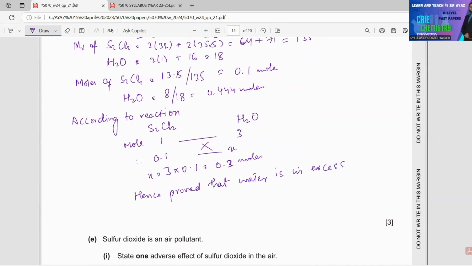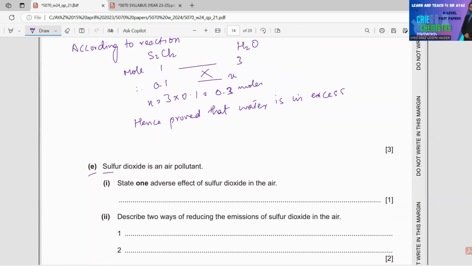Moving to next part, which is E. Sulfur dioxide is an air pollutant. Number 1, state one adverse effect of sulfur dioxide in the air. So it's very common. Non-metal oxides are responsible for acid rain. So I will write acid rain.